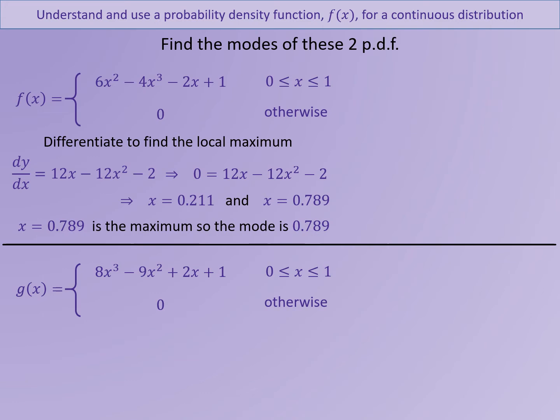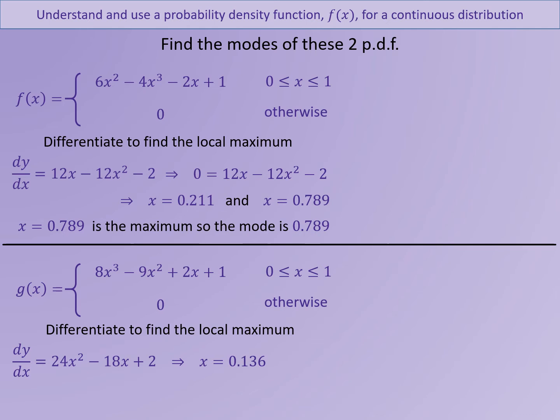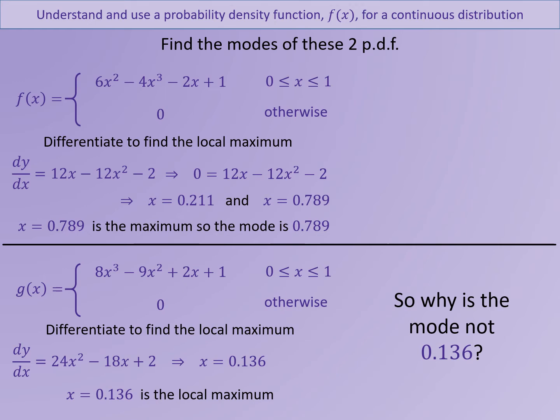Now for g of x, if we follow the same pattern, we're going to differentiate the function to get a local maximum. If we differentiate, we'll get two x values again, and the value we get is 0.136. You would use the second derivative to determine that this was a maximum. So again, we could say that 0.136 is a local maximum. However, it turns out this is not the mode. Consider why this might not be the mode of g of x.